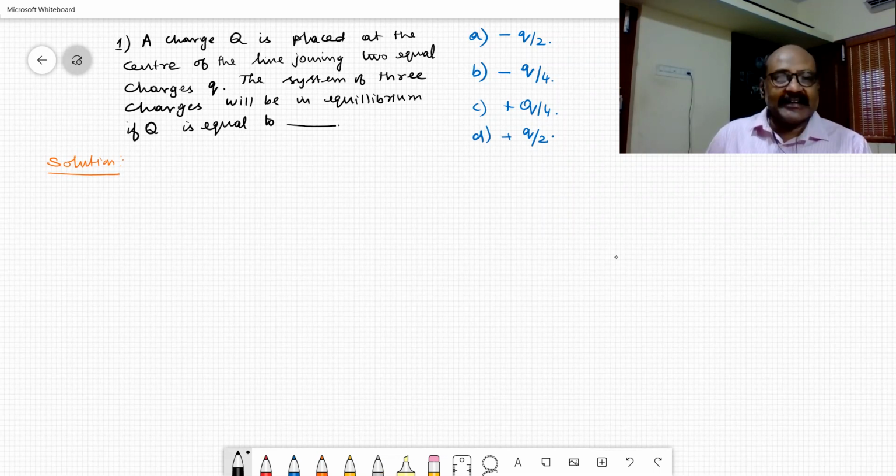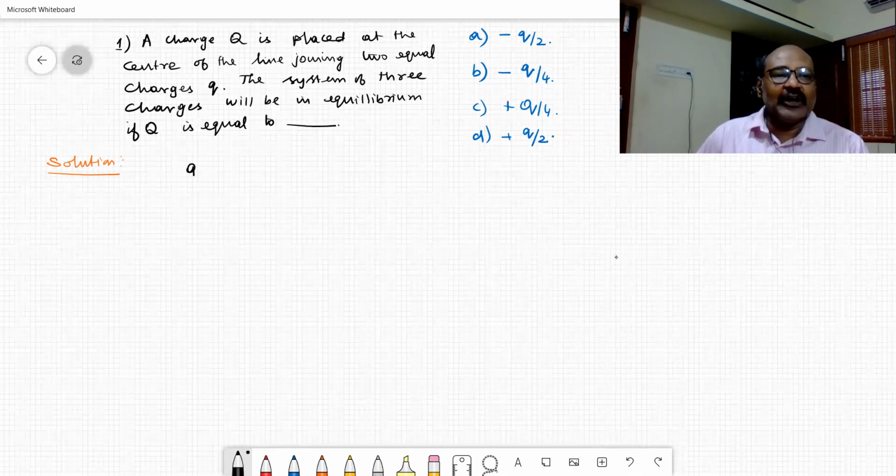So the first question that is available here is, a charge capital Q is placed at the center of the line joining the two equal charges small q. The system of three charges will be in equilibrium if capital Q is equal to, that was the question. So let us draw a diagram.